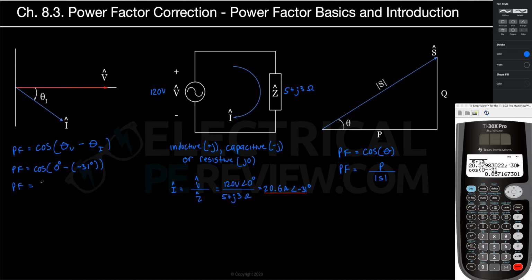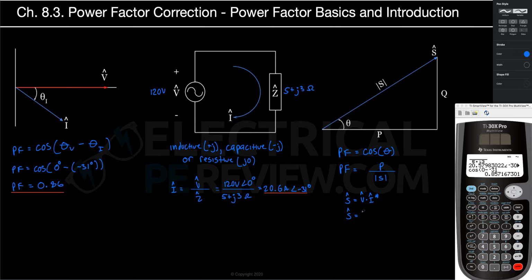So we're going to say a power factor of 0.86. All right, let's verify that answer using our power triangle. So if I want to take the cosine of our power angle, first I need to find complex S, our complex power. So complex power is going to be S equals complex V times the conjugate of our complex current.